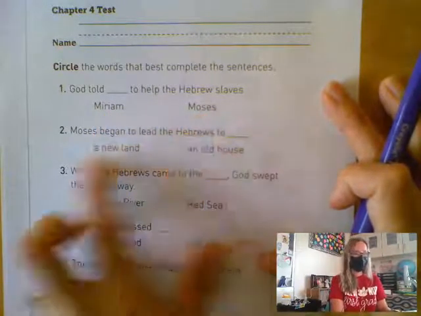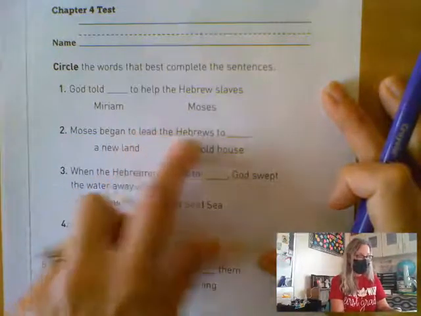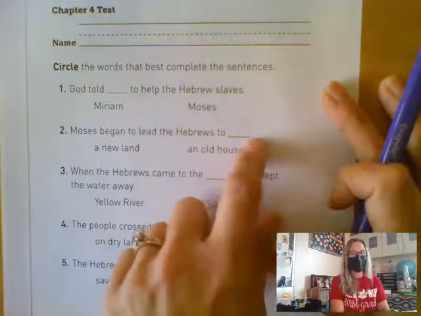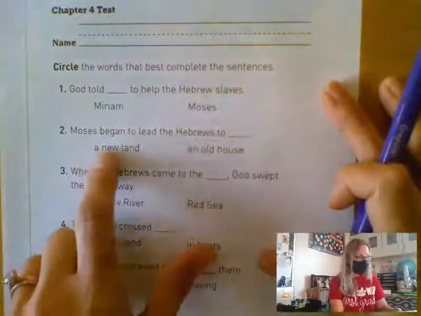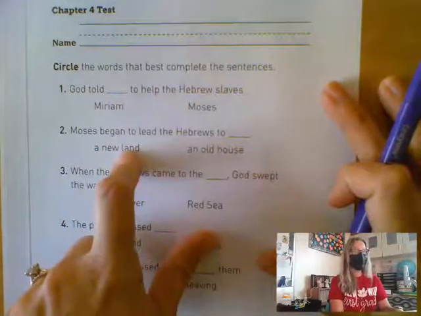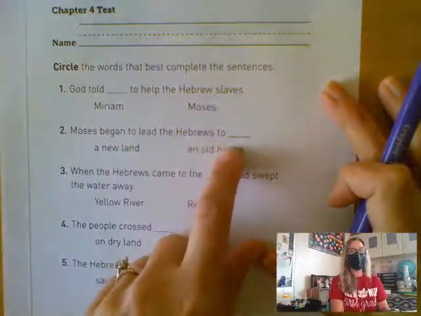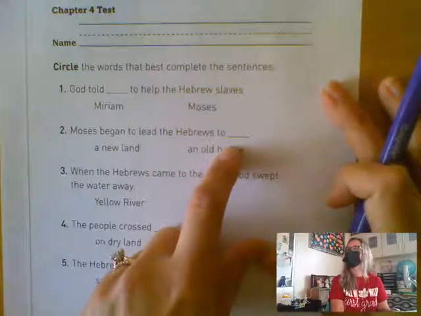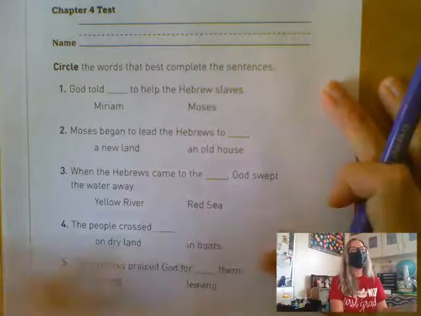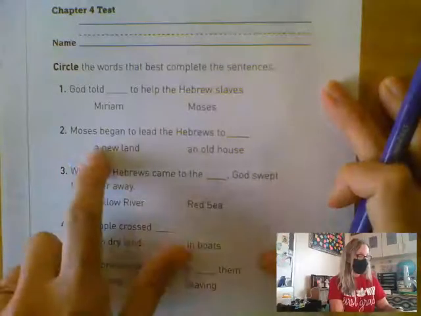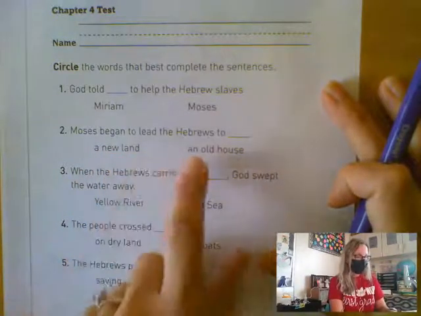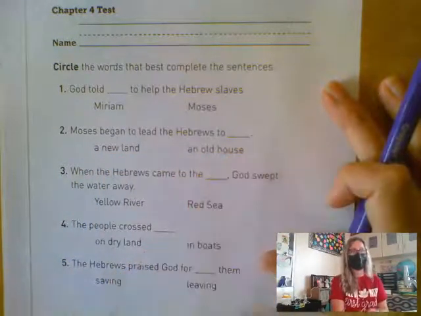Number 2 says, Moses began to lead the Hebrews to blank. Was he leading them to a new land? Or was he leading them to an old house? When Moses led the Hebrew people, was he taking them to a new land? Or was he taking them to an old house?